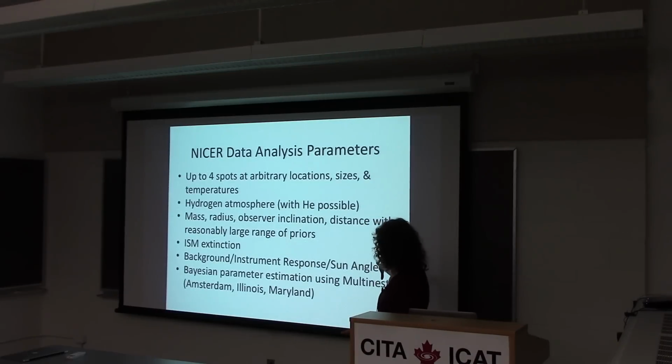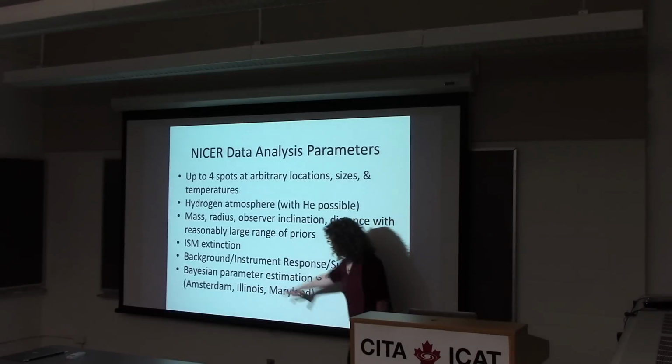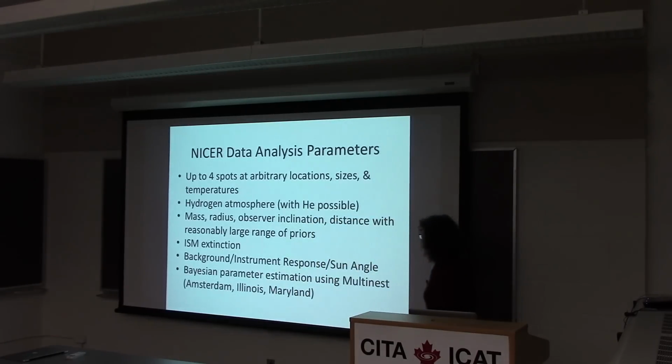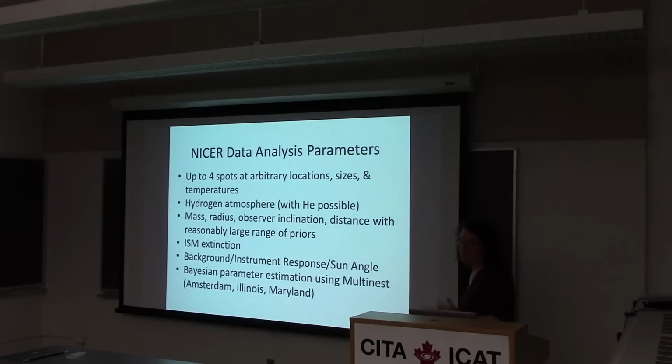I don't know as much about that aspect of things. And then there's a Bayesian parameter estimation, which is being run at Amsterdam and University of Maryland. The program that we've ended up finding that's worked out the best is called MultiNest, which is for parameter estimation when you have tons of parameters like we do.